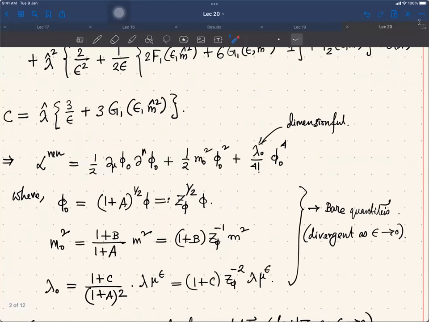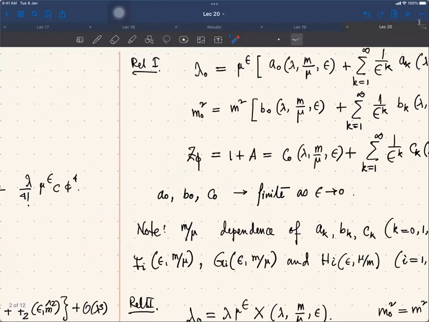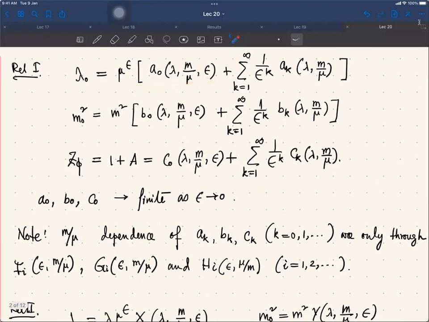Therefore, this A is a pole, and if you do a binomial expansion of 1 plus a to the power minus 2, the leading term will be 1, and then there will be pole terms. Multiplying that with 1 plus c, there will be a leading term which is 1, and therefore the structure of this will be 1 plus pole terms. So that 1 multiplies with lambda mu to the power epsilon, and that must be giving this first term. Since mu to the power epsilon is set aside, a0 is nothing but lambda.